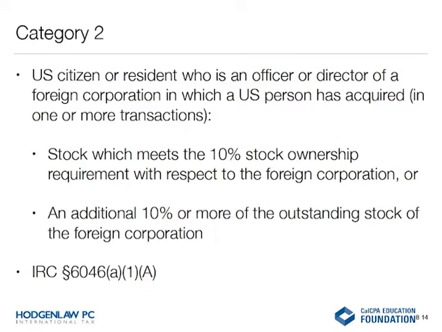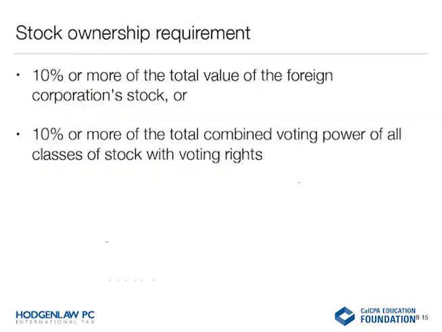So what do we mean when we say stock ownership requirement? I think that's important to look at because this term is thrown around throughout the Form 5471 instructions. And this means 10% or more of the total value of the corporation stock or 10% or more of the total combined voting power of all the classes of stock with voting rights. So we can just boil this down to 10% or more of the value or voting power of the corporation.